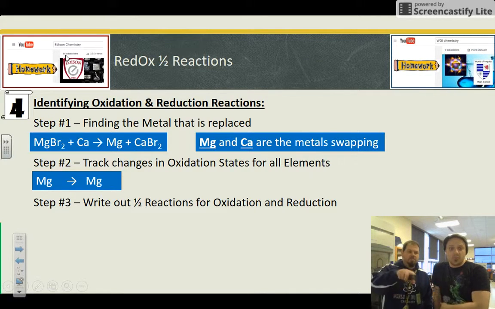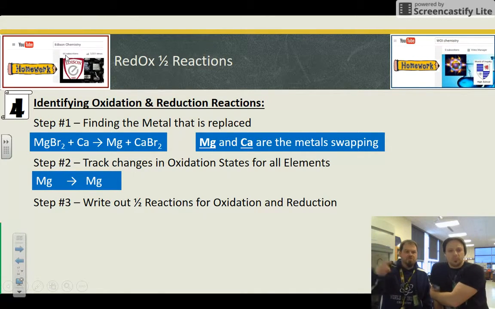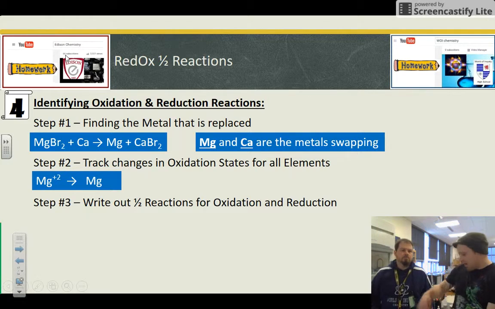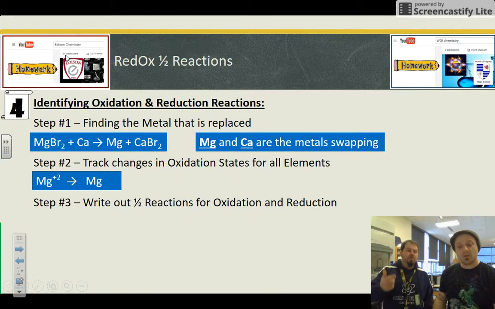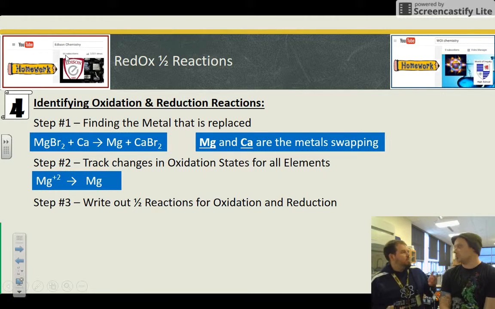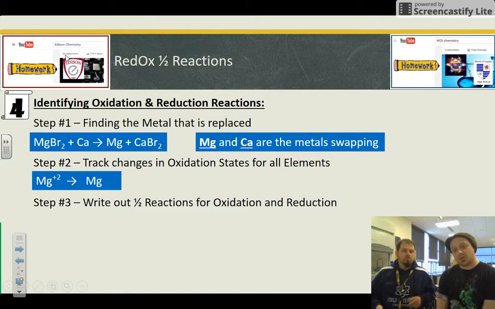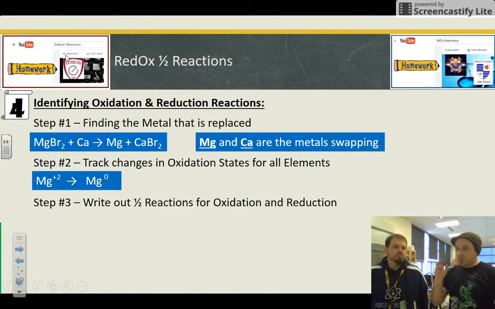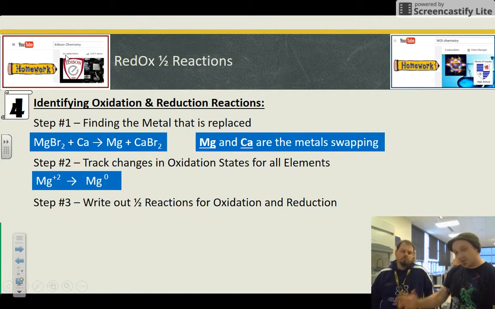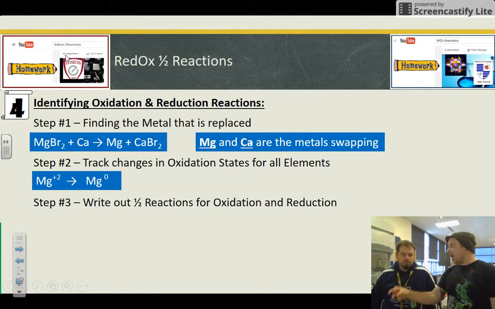Just looking at that MgBr2, I know Br is a -1 and there's two of them. So Mg's got to be a +2. And it is, in fact, the only option for magnesium. And then we learned whenever there's an element all by itself, it's automatically oxidation state 0. So magnesium went from oxidation state +2, being a +2 cation, to being a pure element.